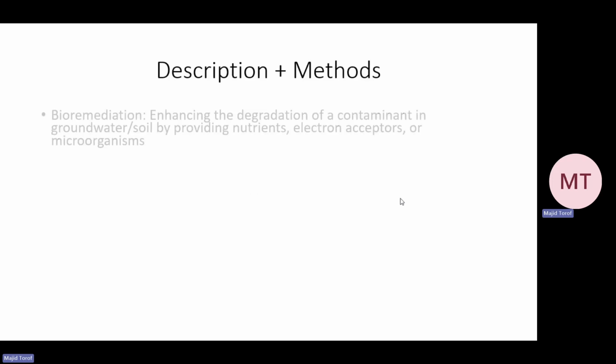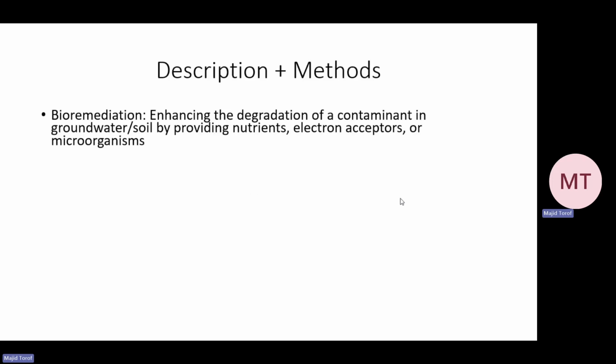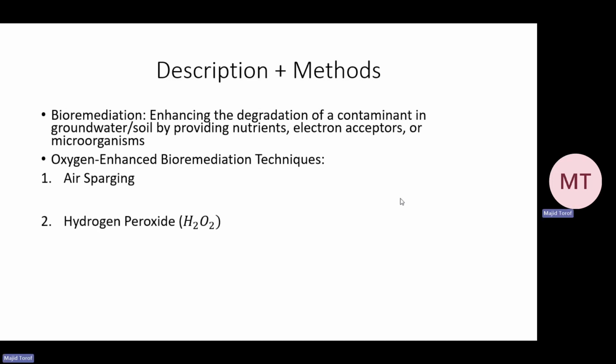Well, let's first discuss what bioremediation is. Essentially, it's enhancing the degradation of a contaminant in groundwater or the soil by providing it nutrients, electron acceptors, or microorganisms. Oxygen-enhanced bioremediation techniques can be divided into three parts: air sparging, hydrogen peroxide, and nitrate enhancement.